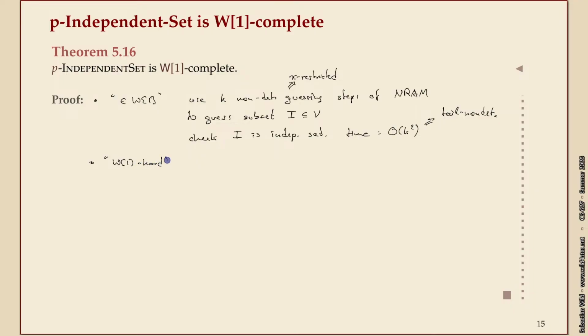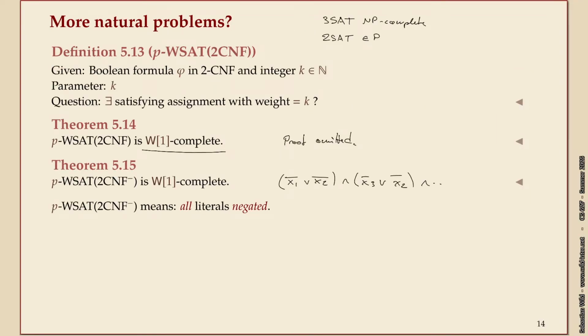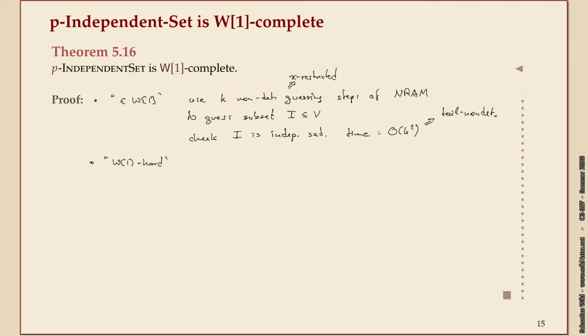And for that, of course, we borrow one of the problems that we know to be complete already. So we take the PWSAT 2CNF minus problem. I know it's lovely to juggle with these names. We prove PWSAT 2CNF minus can be reduced to our beloved independent set problem. So what do we have to do? We have to construct a reduction, and we have to embed our 2CNF minus formula somehow into a graph.